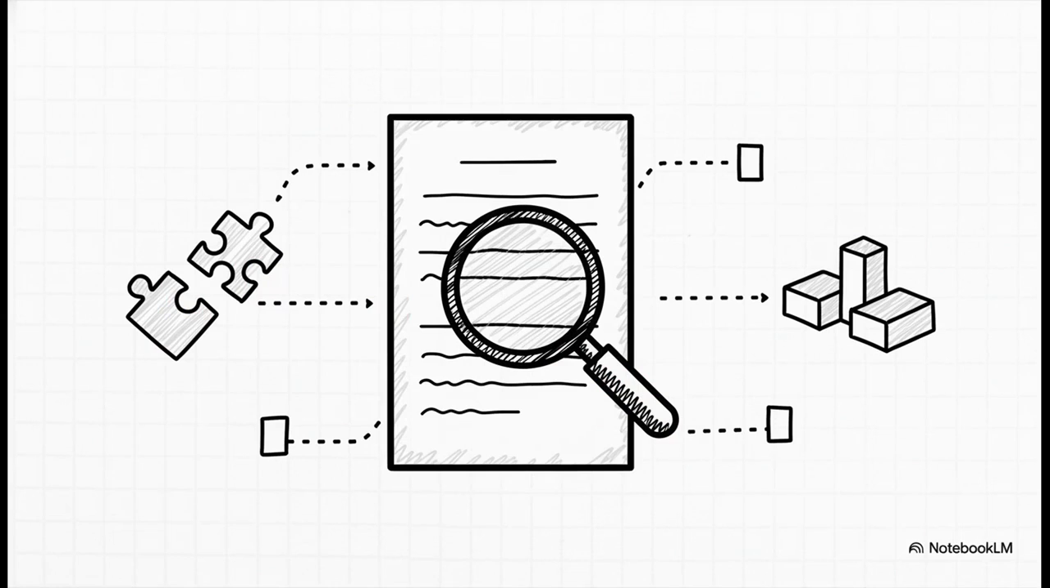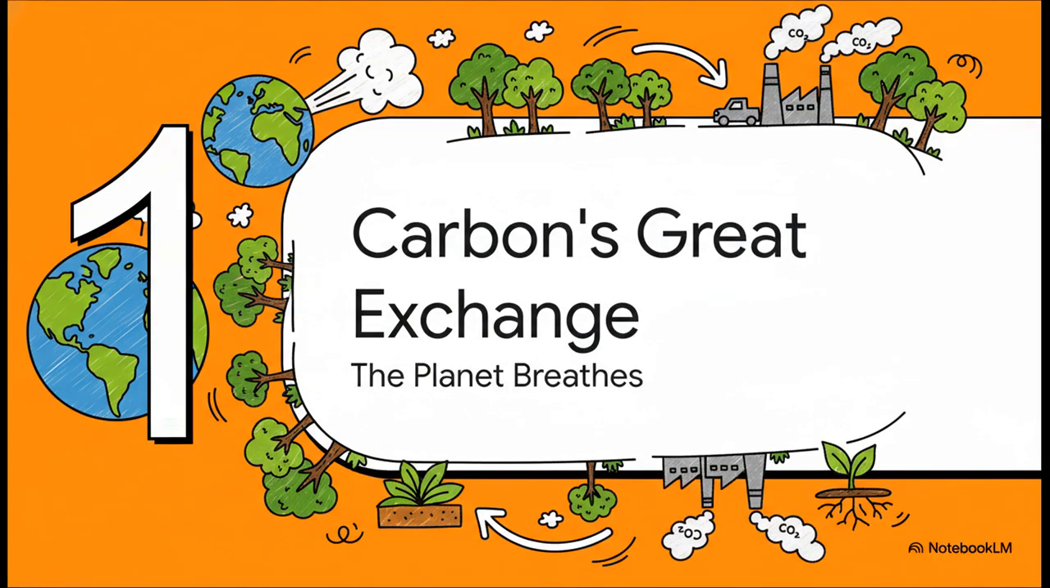Okay, let's dive in. We are going to deconstruct a real question from the AP Environmental Science exam. By breaking down exactly what the experts are looking for in an answer, we're going to build a really solid understanding of the carbon cycle right from the ground up. First up, carbon's great exchange.